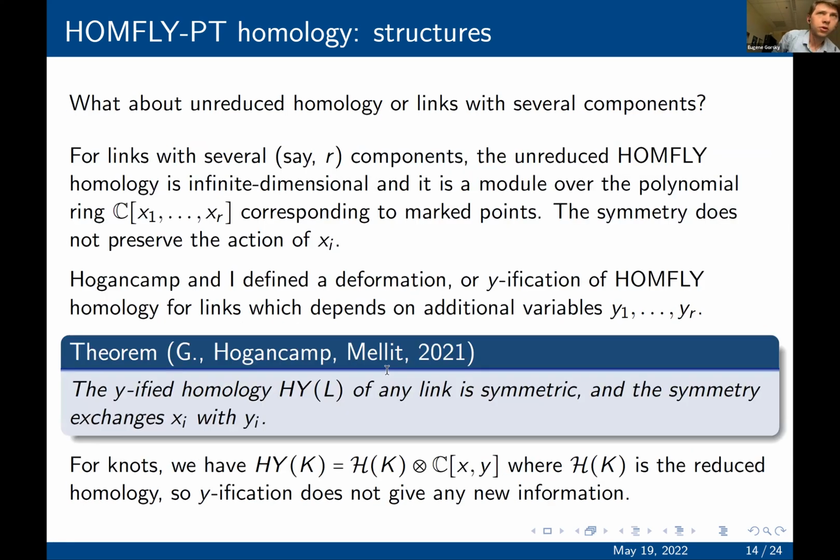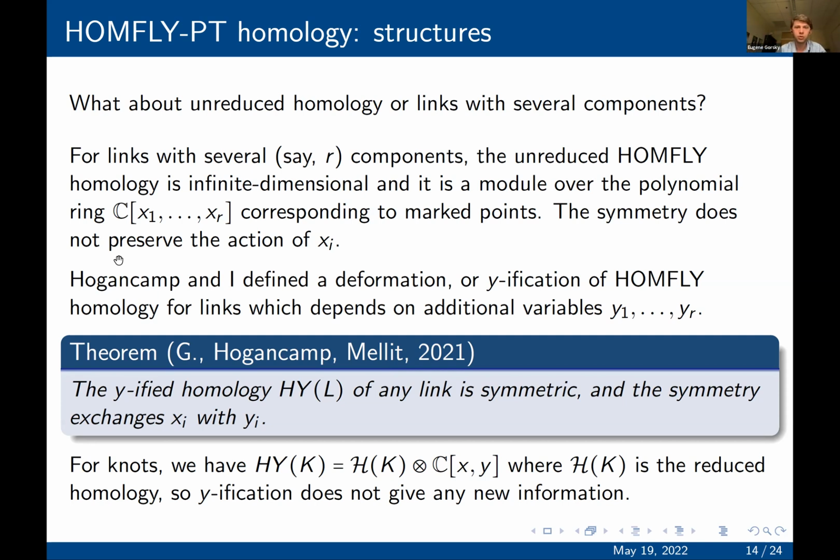Okay, so the next question I want to talk about is about unreduced homology and links. So I want to mention briefly some things. So the main problem is that for links, the unreduced homology is always infinite dimensional, and the HOMFLY polynomial is always a rational function in Q, which you would need to expand as an infinite power series in Q. And naturally, HOMFLY homology is a module over the polynomial ring. So on each component, you can put a marked point, and there's an action of the homology of unknot on homology of the link, but this action depends on the choice of marked point, and so you can choose a marked point on each component.